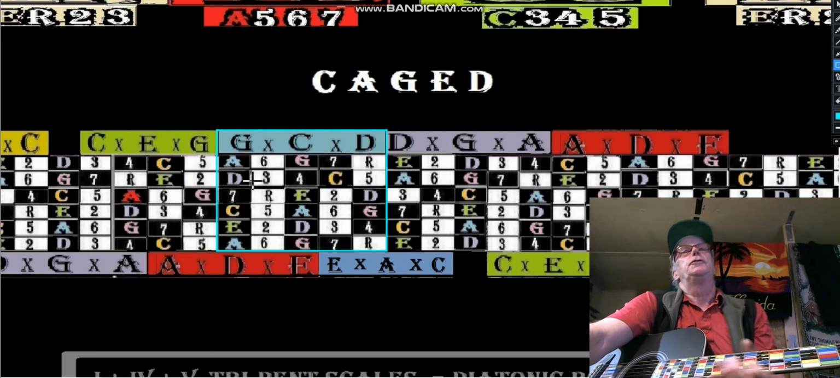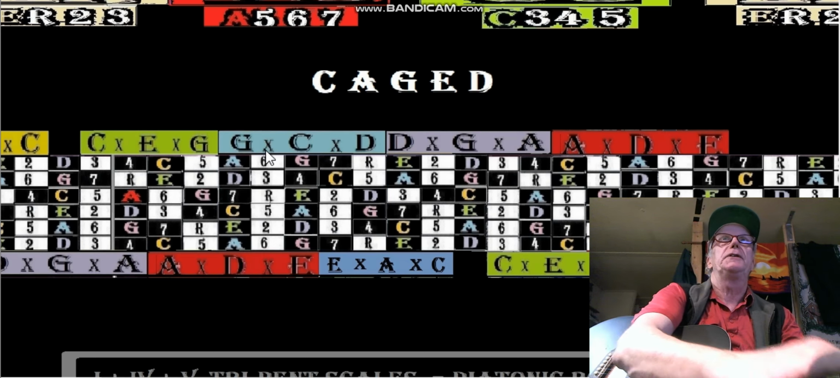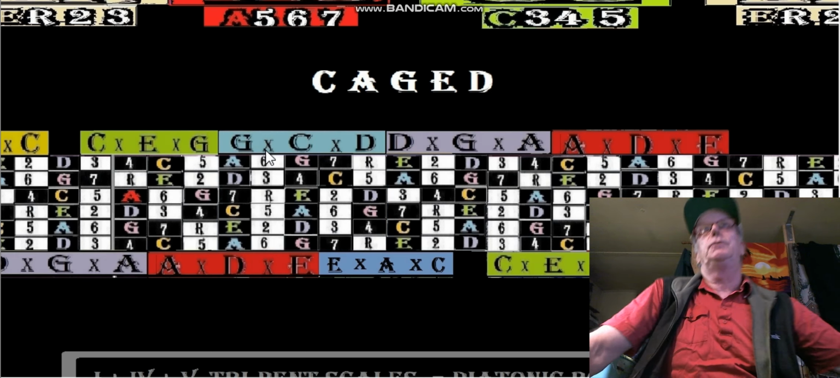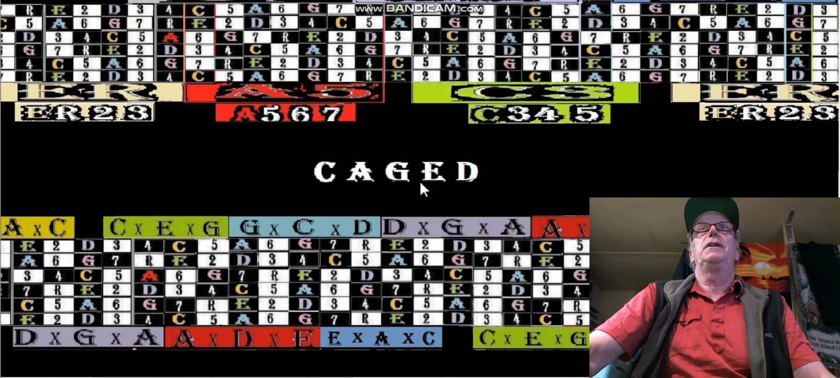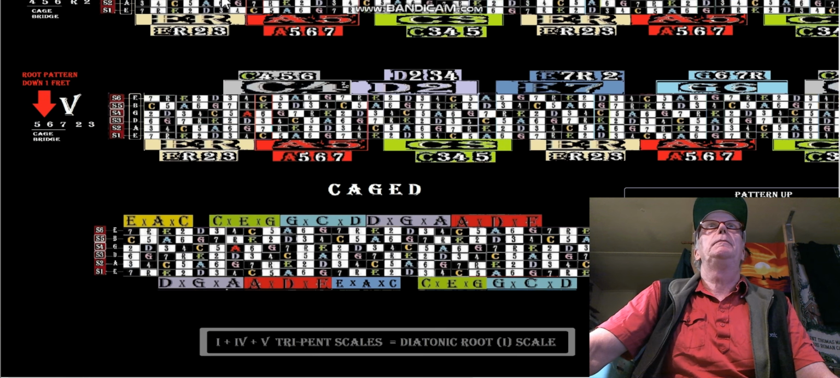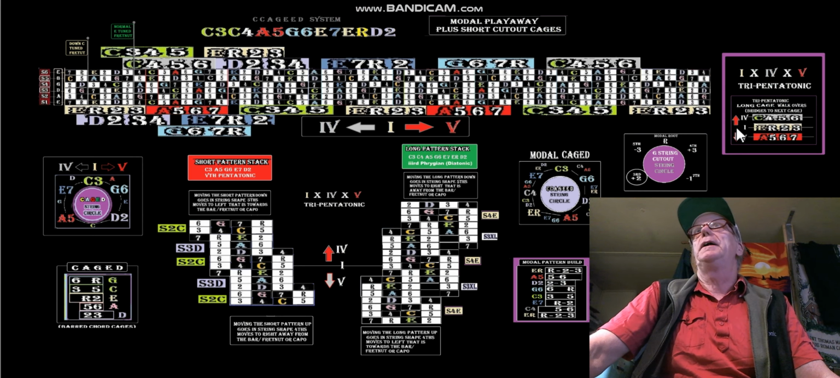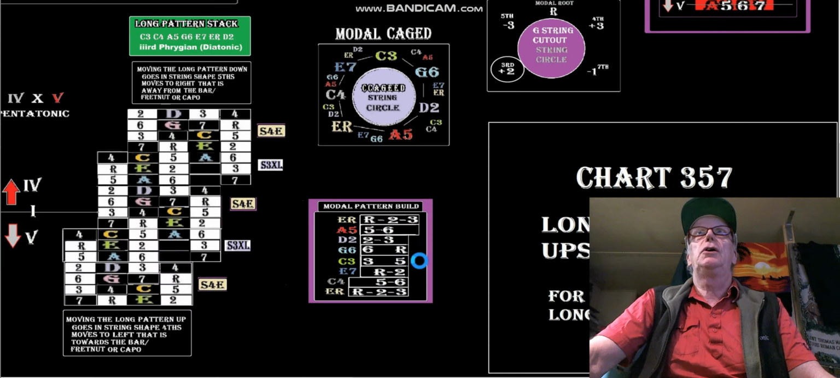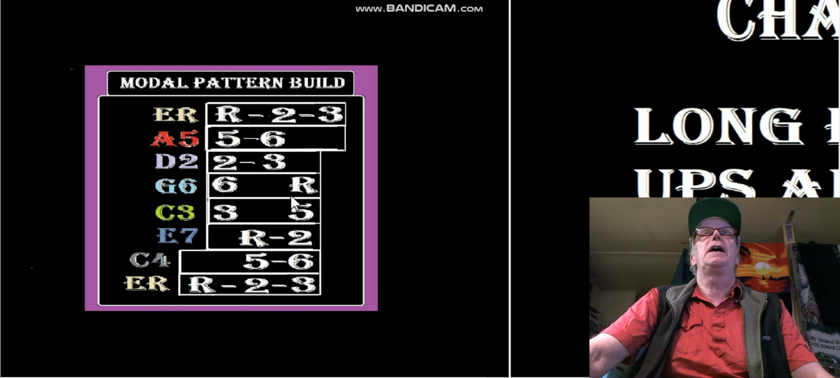Okay. So I had to go over to the long patterns. Let's say we, the guitarists, had to invent the long pattern, and so what we've got is the long patterns. Here's the long pattern build, but this is pentatonic now.